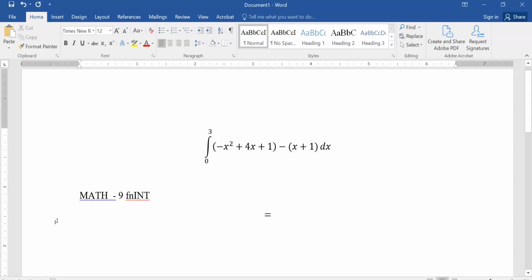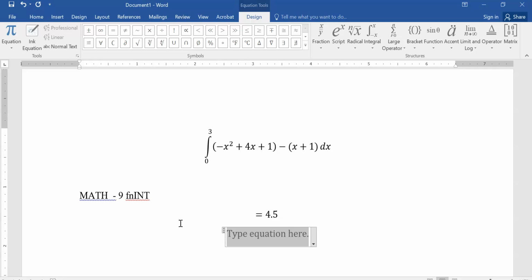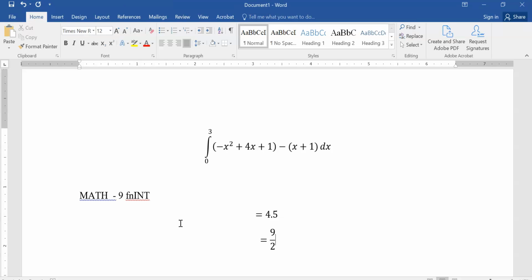I haven't typed it in my calculator yet, so let me do that. When you type that into your calculator, I end up, again, using math number 9 there, with 4.5, or if you want to write that as 9 halves, or 4.5, or anything like that, go right ahead.